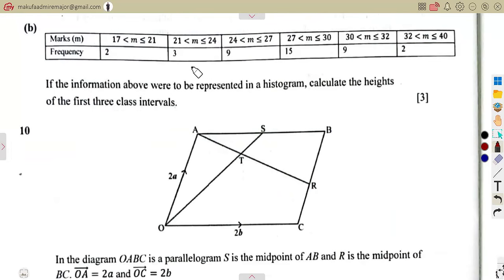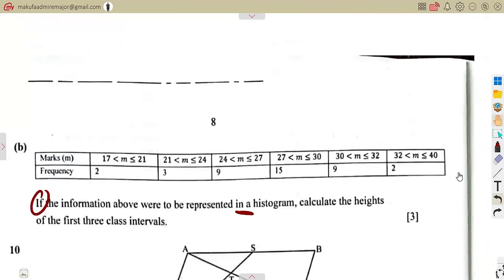Like the marks and the frequency. Then they're saying if not, it's just an assumption. If we are to do this, what's going to happen? If the information above were to be represented on a histogram, they never said represent. If it was, calculate the heights of the first 3 class intervals. Calculate the heights of the first 3.